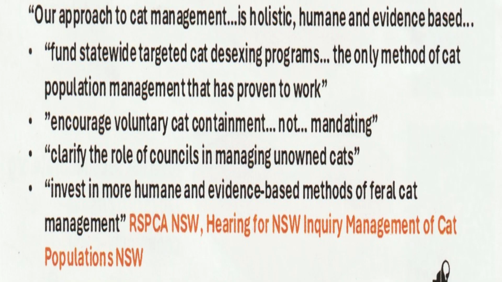The RSPCA NSW, at the hearing for the NSW Inquiry Management of Cat Populations in NSW, made the statement, "Our approach to cat management is holistic, humane, and evidence-based. Fund statewide targeted cat desexing programs, the only method of cat population management that has proven to work. Encourage voluntary cat containment, not mandating. Support the role of councils in managing unowned cats. Invest in more humane and evidence-based methods of feral cat management."